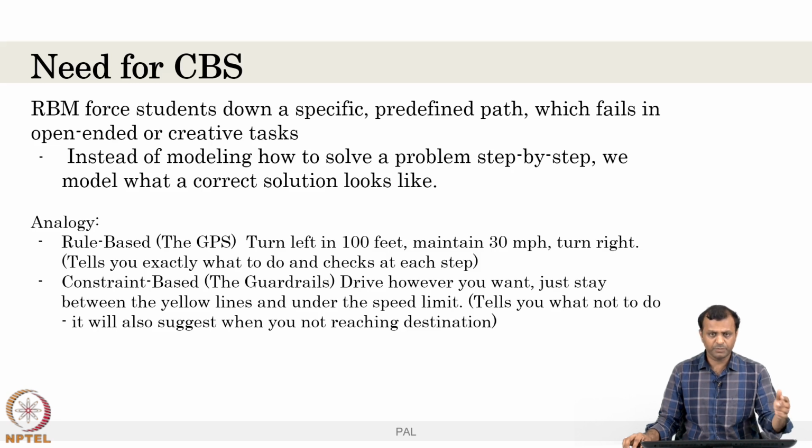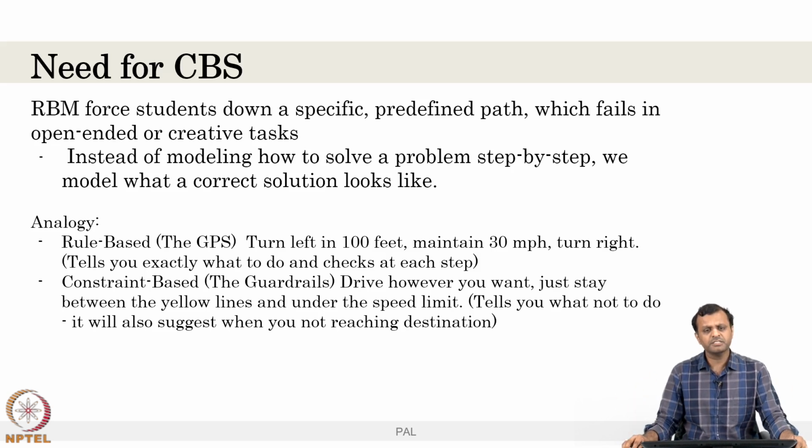A simple analogy: a rule-based system is like a GPS, which tells you to turn left in 100 meters, go at this particular speed, then turn right. It tells you exactly what to do at each step. If you miss it, it will reroute and tell you to do it again. It gives exact feedback, like the GPS in Google Maps.